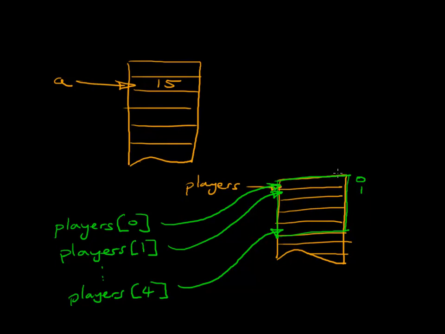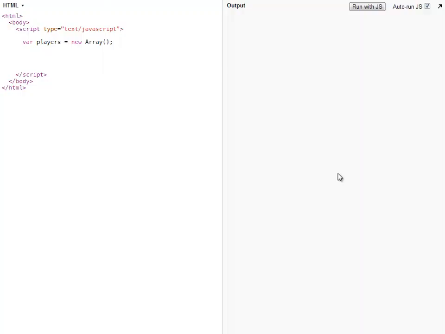In JavaScript, it tries to make things easier for you. So when you ask for a new array, you don't have to tell it the length. I just say, give me a new variable called players, and that's going to be an array. And we have it in this weird syntax of new array. I won't get into why we do that.